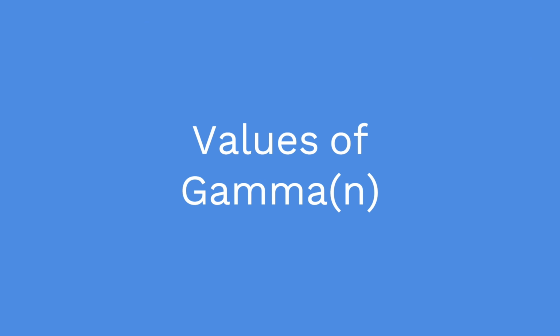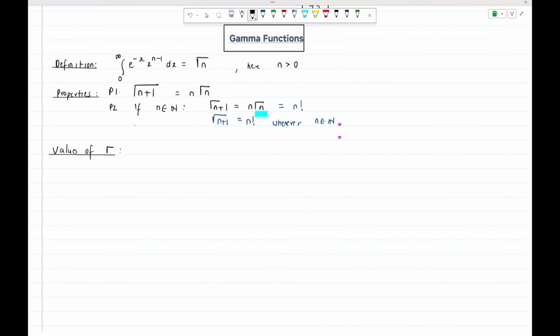Let us see some standard values of gamma. Since it's a function of n, we are very interested in knowing what is going to be the value of gamma n. For example, if I tell you that we want to find out gamma of 3 by 2, we should have a numerical value in our mind that gamma of 3 by 2 is equal to this. If n is a positive integer, we have already seen: if n belongs to the set of naturals, then gamma of n plus 1 is evaluated as factorial of n. Or we can also say that gamma of n is equal to n minus 1 factorial.